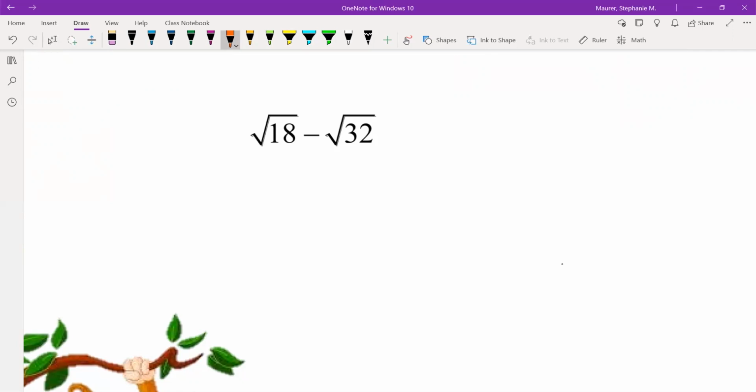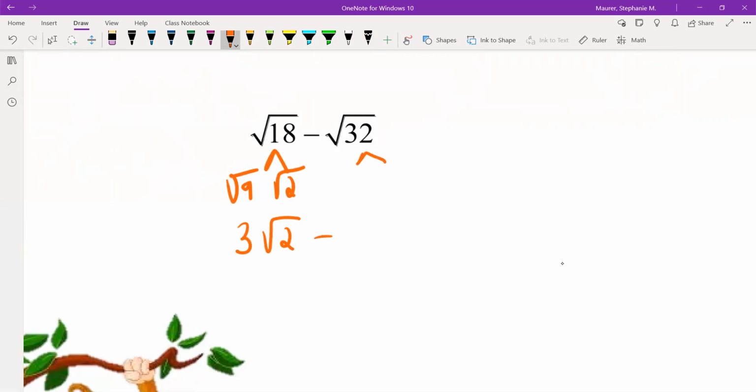But what if we simplify? So let's look at the 18 and simplify it for a second. We can break that down into a 9 and a 2. 9 times 2 is still 18. Square root of 9 is going to give me 3, and then the square root of 2 will stay square root of 2.